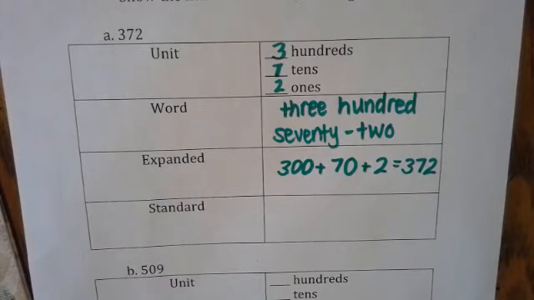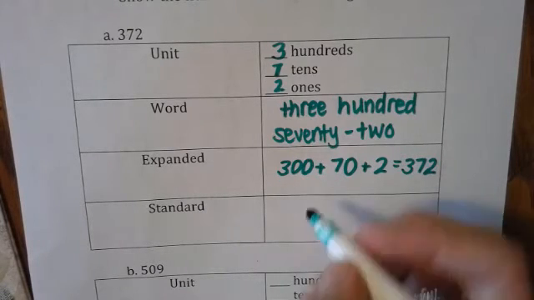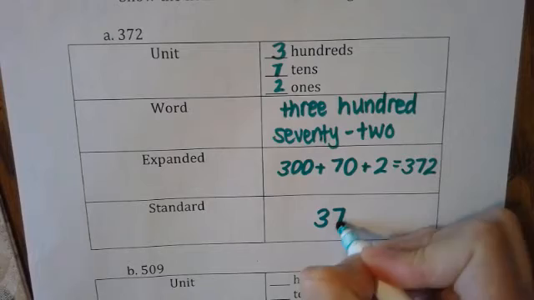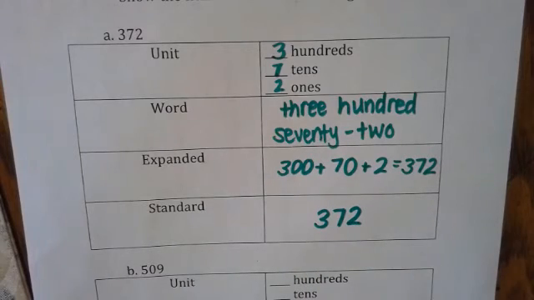And finally, the last one is the easiest. It's the one we're used to seeing our numbers in, standard form. It's simply just the numbers, 372. I'm sure you remember doing that from class. We did a very nice job with those.